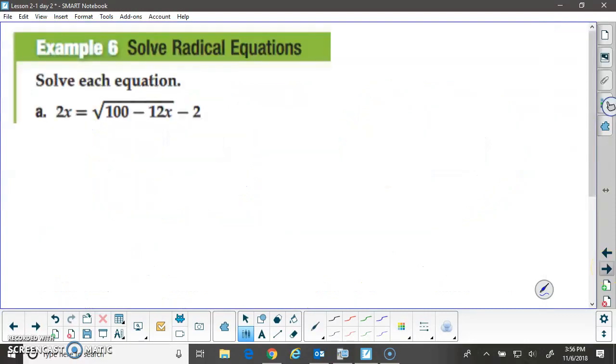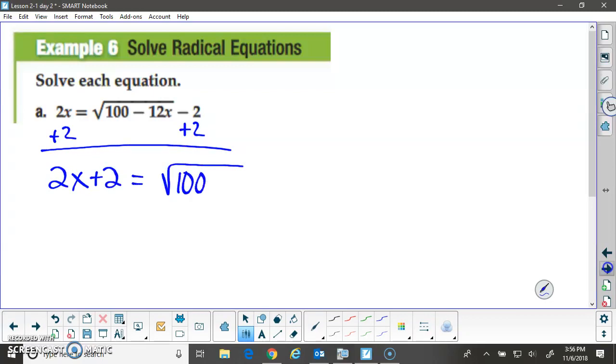Now the last thing I want to go over and discuss is solving radical equations. You can see this equation, we have to solve for x, and we have a square root in it. What you want to try and do is get the square root by itself, and then once it is by itself, you can square both sides to eliminate the square root. So I'm going to add 2 to both sides of this equation. That would give me 2x plus 2 on the left, and the square root of 100 minus 12x on the right.